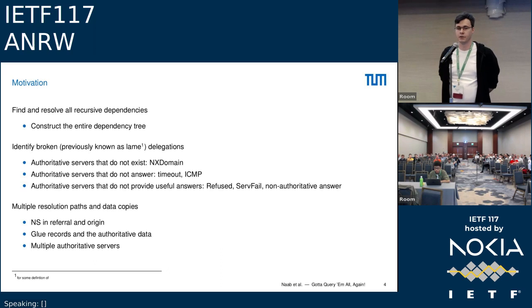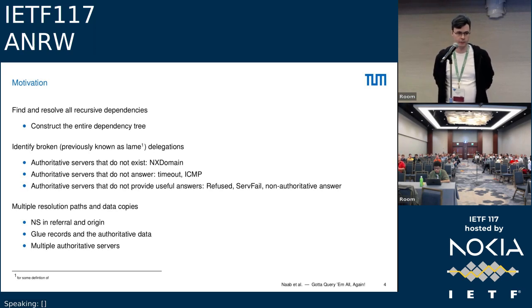It could be performance problems, authoritative servers that don't answer or don't give any useful answers back, meaning various DNS error indications, non-authoritative answers, recursors that run into DNS errors. And in addition to simply getting the dependency tree, we also want to query them all, and we want to query and compare the multiple data copies.